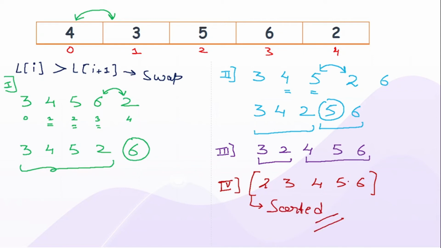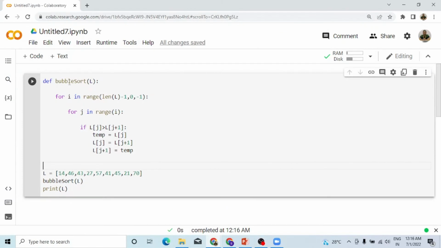Now let us see the Python implementation for the same. So this is a basic Python program for bubble sort. In this, we have defined a function named bubble sort. In this, we have an outer for loop for different iterations. This for loop will iterate in the range starting from length of the list minus 1 to 0. Inside this for loop, we have another for loop to traverse through the list. This inner for loop will iterate in the range of I.